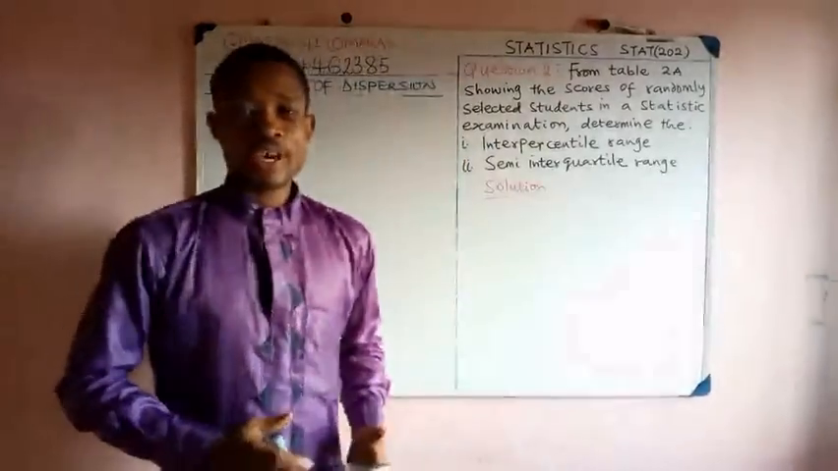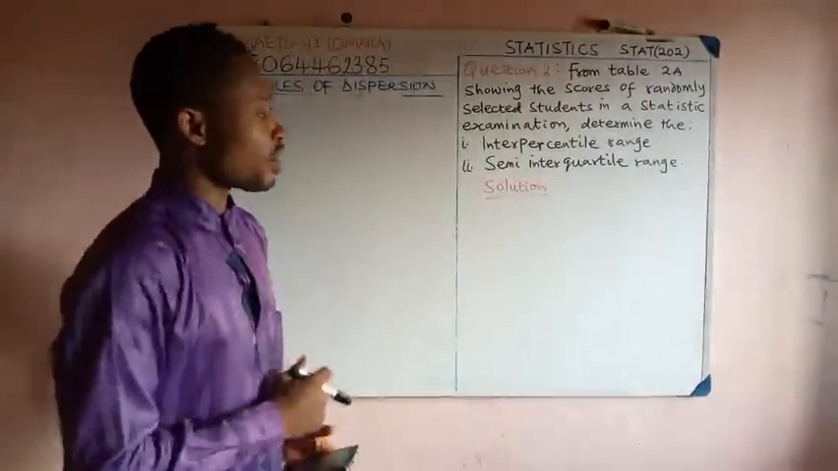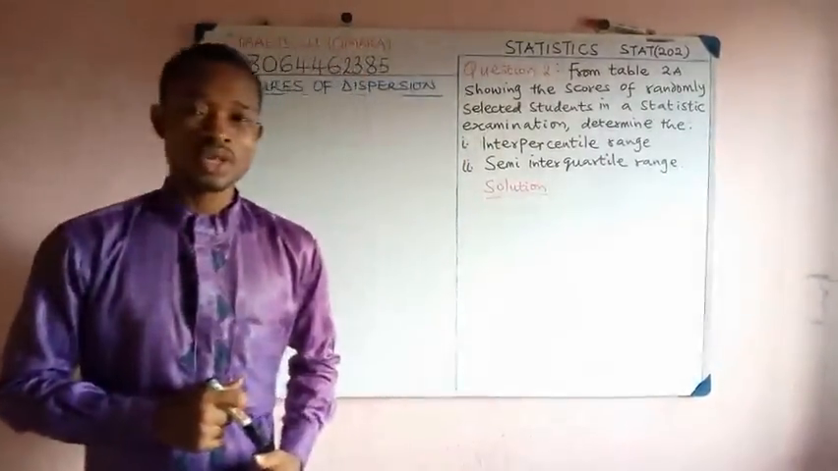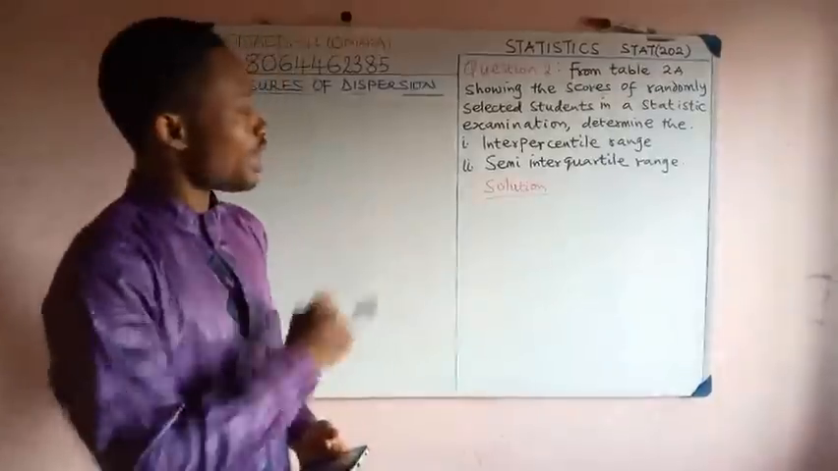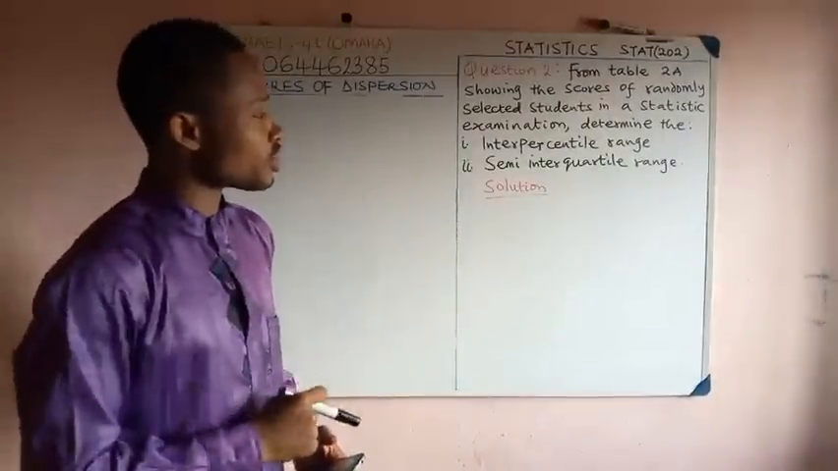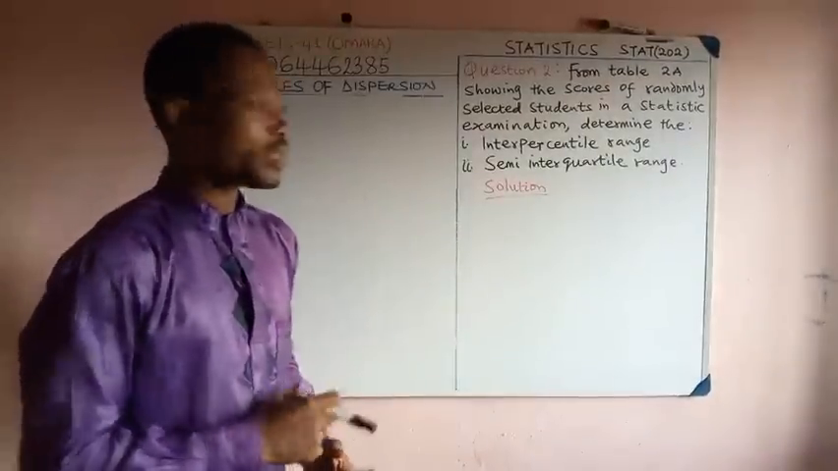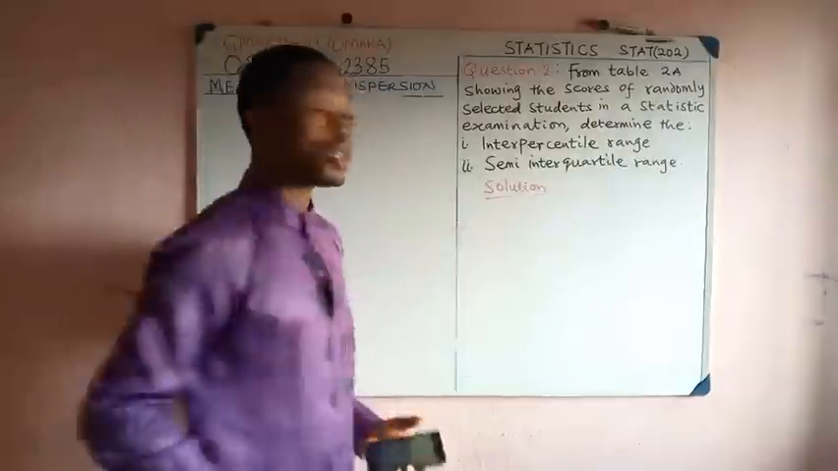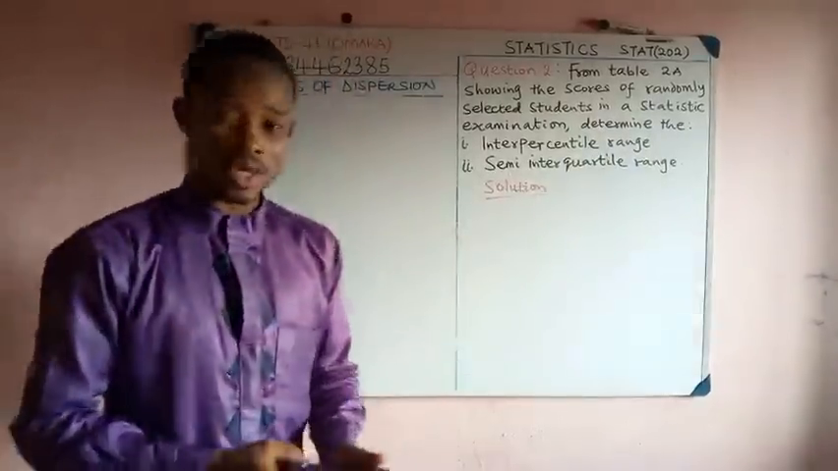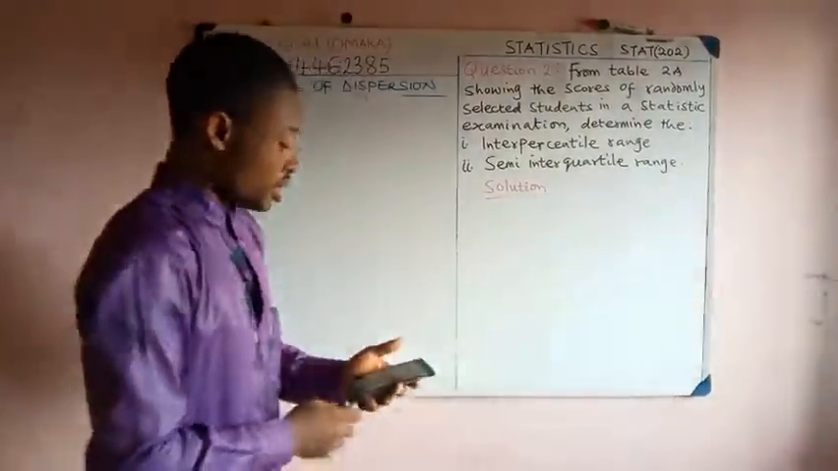In this video, we have this question to solve and obtain the interpercentile range and semi-interquartile range. And the question is actually based on Table 2A, which shows the scores of randomly selected students in the statistics examination. So we have to determine the interpercentile range and semi-interquartile range. Take note that semi-interquartile range is still the same as what? Quartile deviation. Now, how do we solve this problem?